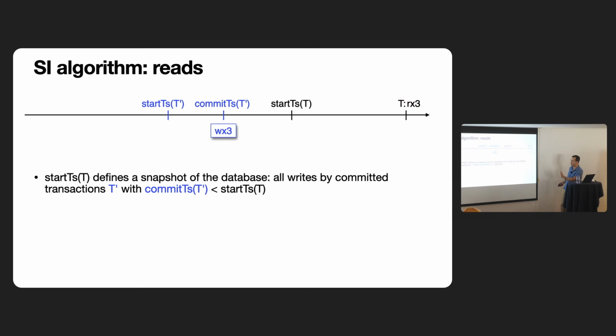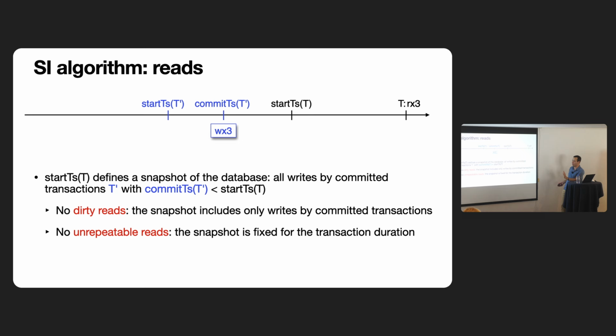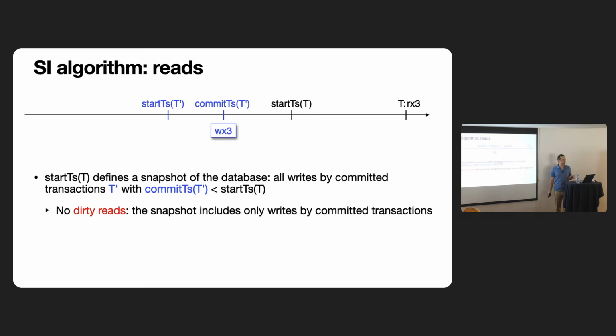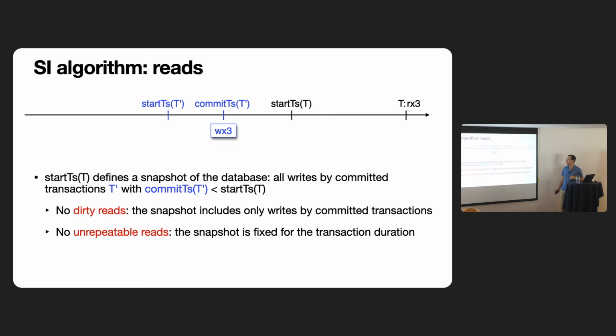Let me briefly list the good things that this guarantees. At least it guarantees that I have no dirty reads, because I always read from committed transactions. All the transactions that are on the fly and haven't yet committed, I just ignore. Then I have no unrepeatable reads, because the snapshot is fixed once you compute the start TS. The snapshot is determined by start TS: it's all the transactions whose commit times are less than the start timestamp. So once I determine start TS, that's it. I always read from the snapshot, so no unrepeatable reads.